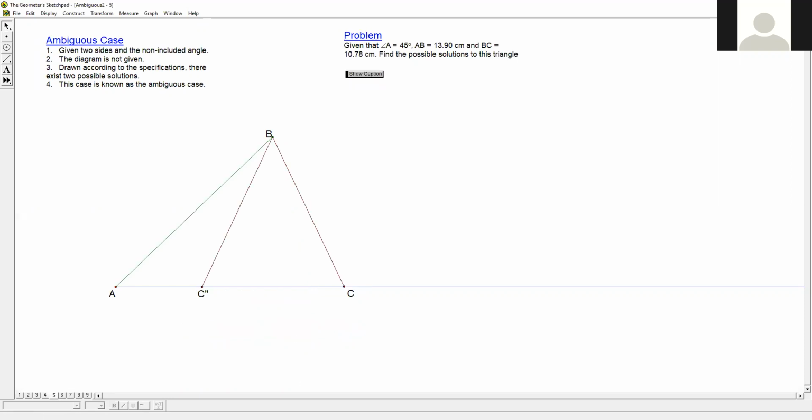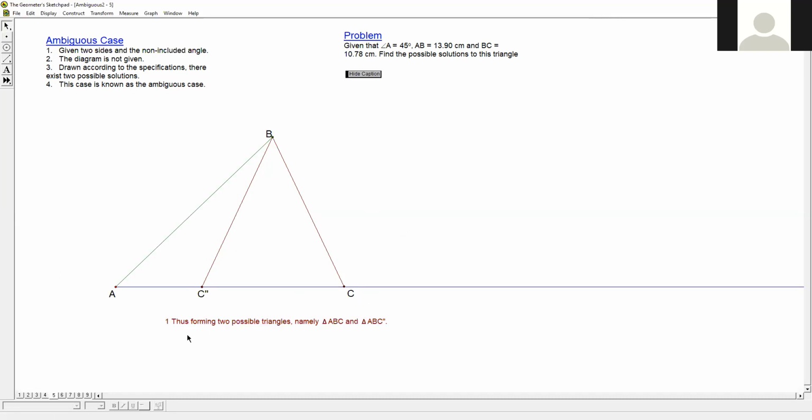Finally, I don't draw the swinging line anymore. I just end up having C here and C here. One I call C double prime, another I call C. So what does this mean? Where are the two possible triangles? Is it this triangle and this triangle here, or what is it? I'm going to explain.